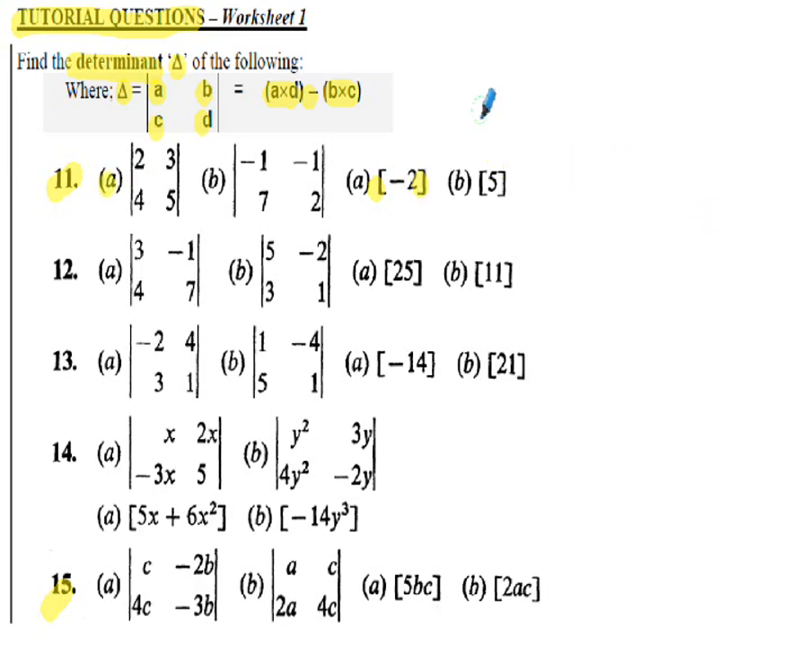So just to start the questions for you, for question 11a, to work out the determinant, it would be 2 multiplied by 5, which is 10, and we subtract from that 3 multiplied by 4, which is 12. So 10 take away 12 gives us negative 2. I would encourage you to stop the presentation and attempt these questions.